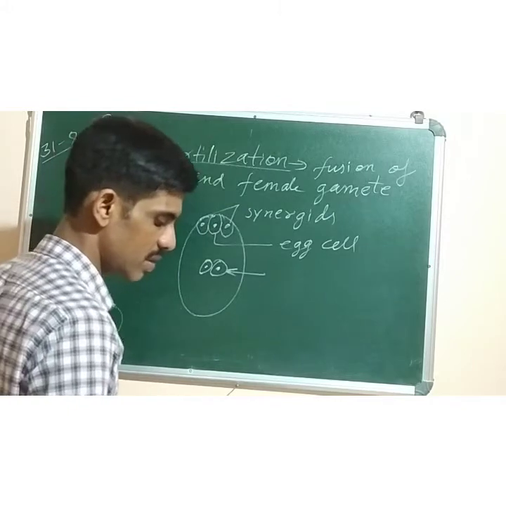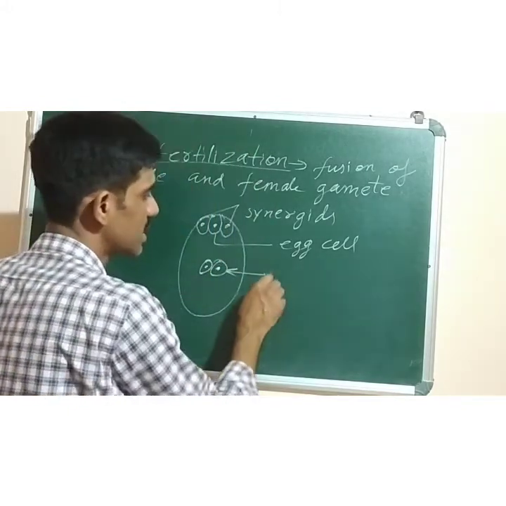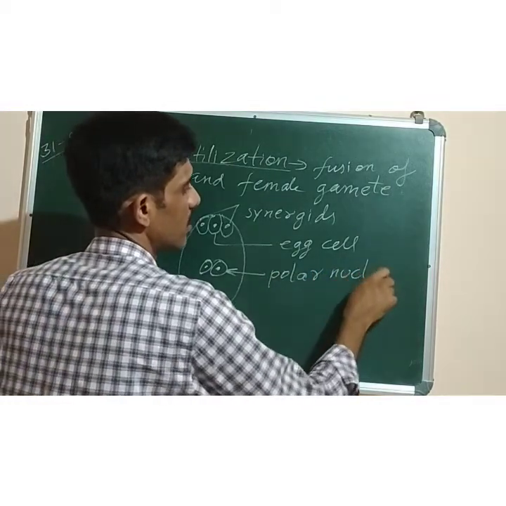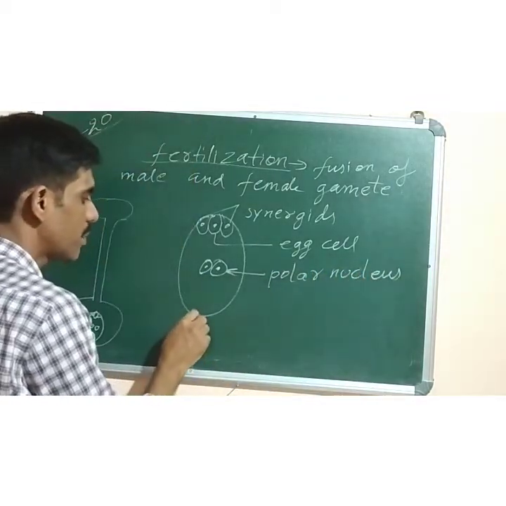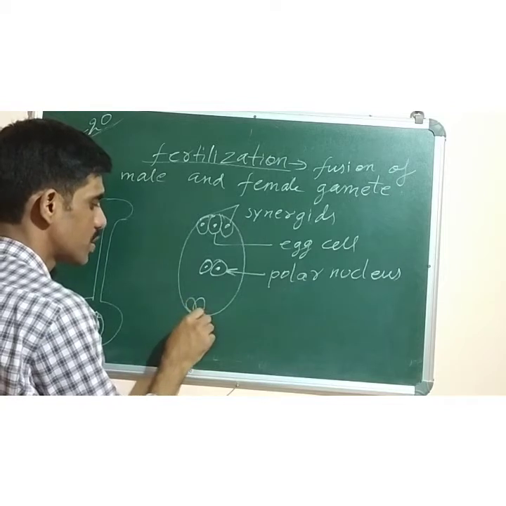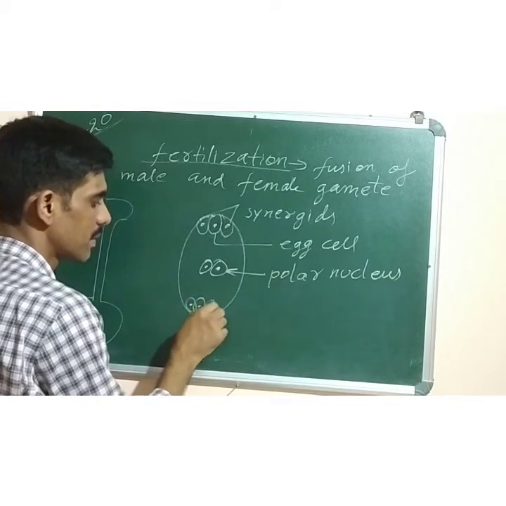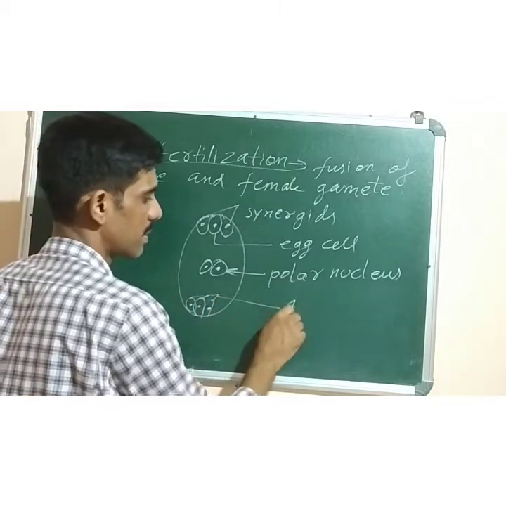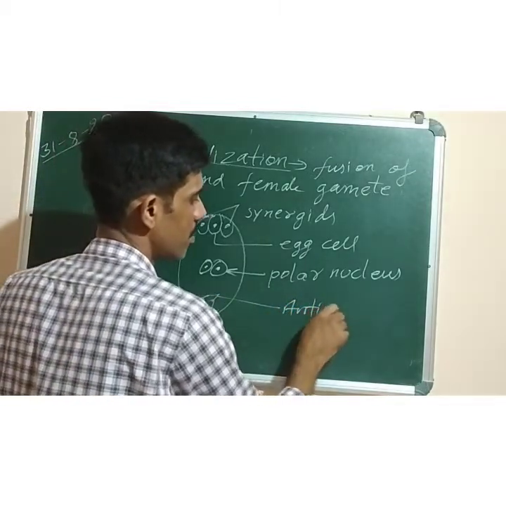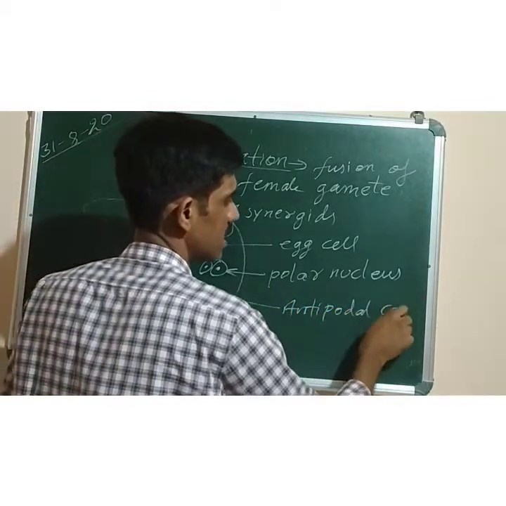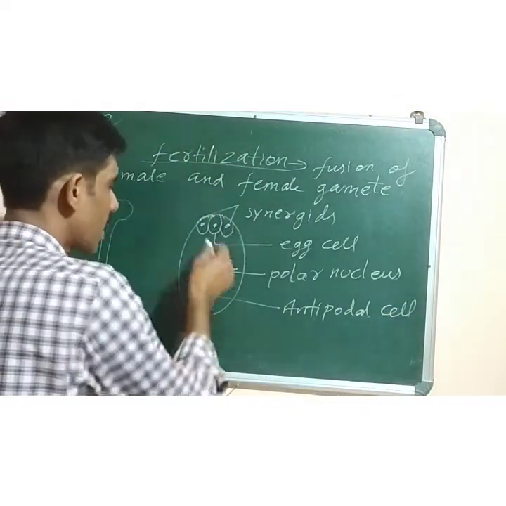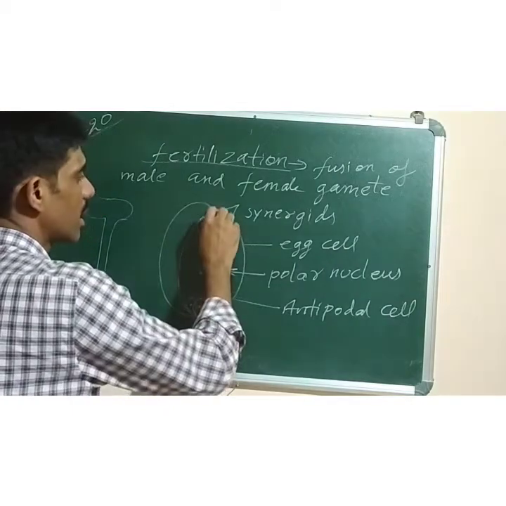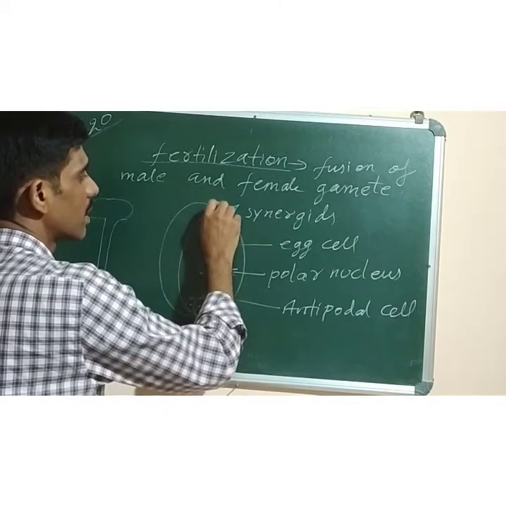In your book you can see what is the word written. Polar nucleus, which is present in the center. Then here we have the antipodal cells. 1, 2, 3 cells are there. All three together are known as antipodal cells. Now they have a covering around it like this. Here you can see one covering is there.